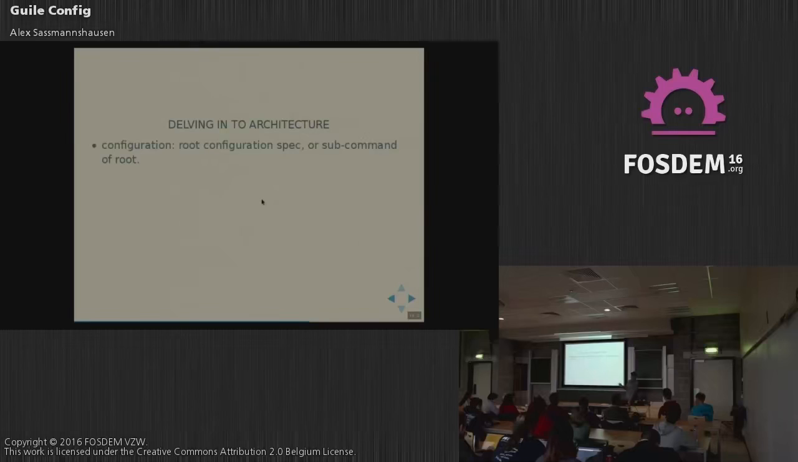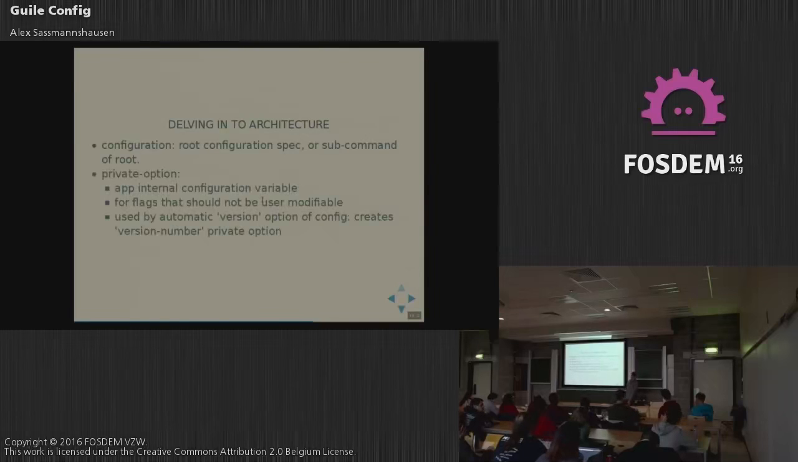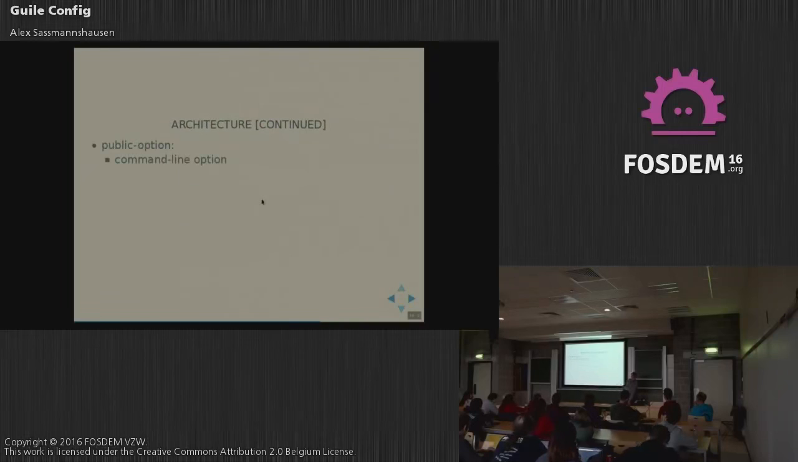Configuration files are basically root configurations or subcommand specifications. And then private options are basically, you can say, there's this option that needs to be referenced, but it's only internal. Users don't need to change that option. So that's a private option. And public options are command line options. So that's the bit that getlong does at the moment, just the public options. And open options are command line options, but they're also specified in configuration files.